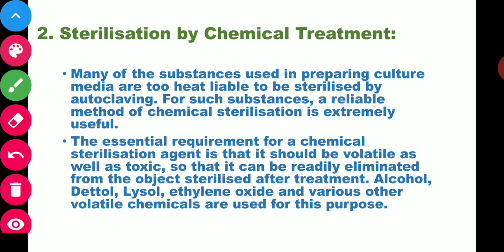Alcohol, Dettol, Lysol, ethylene oxide, and here in tissue culture we can have mercuric chloride and Tween 20, Tween 80, and the hypochlorites, sodium and potassium hypochlorite, are also used to chemically sterilize the explants. So various chemicals are used for sterilization, and they are used in different amounts for different times, so that the explant gets sterilized after picking it from the field.